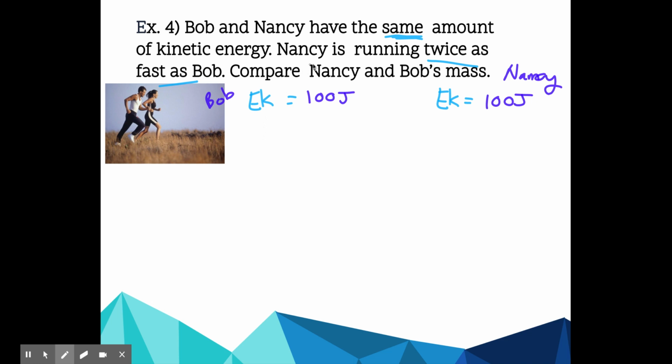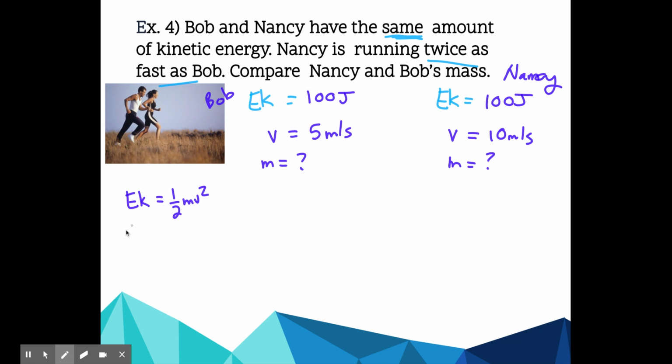And now it says Nancy is running twice as fast as Bob. Well, let's say Bob is running 5 meters per second. Then Nancy is running 10 meters per second. I picked meters per second because that's the unit we like to have velocity in. It's asking you for the mass, or to compare them, which means I need to know the mass of both in order to compare. So this one I actually have to do 2 calculations on.